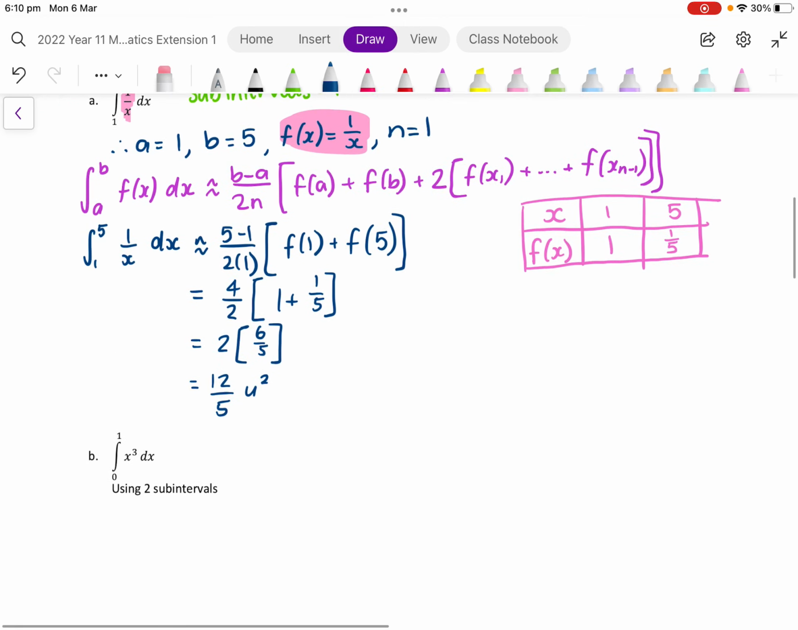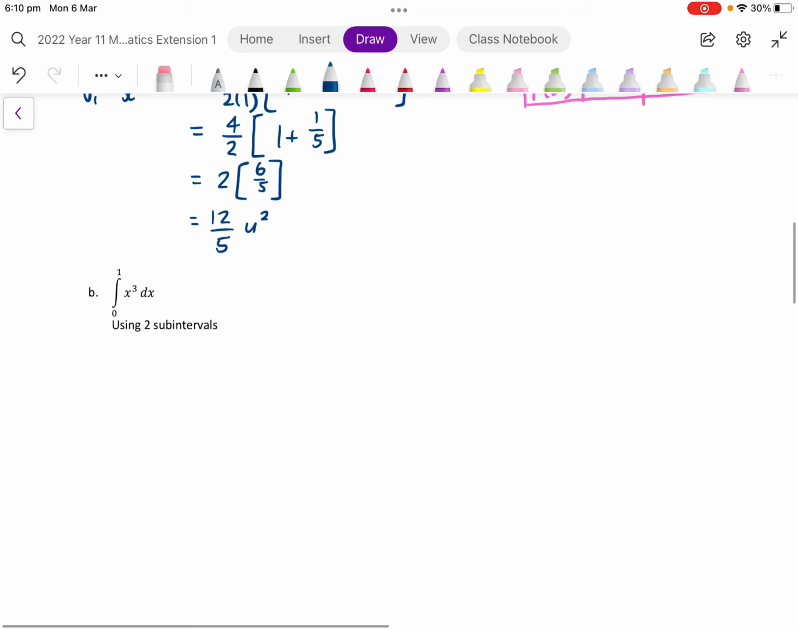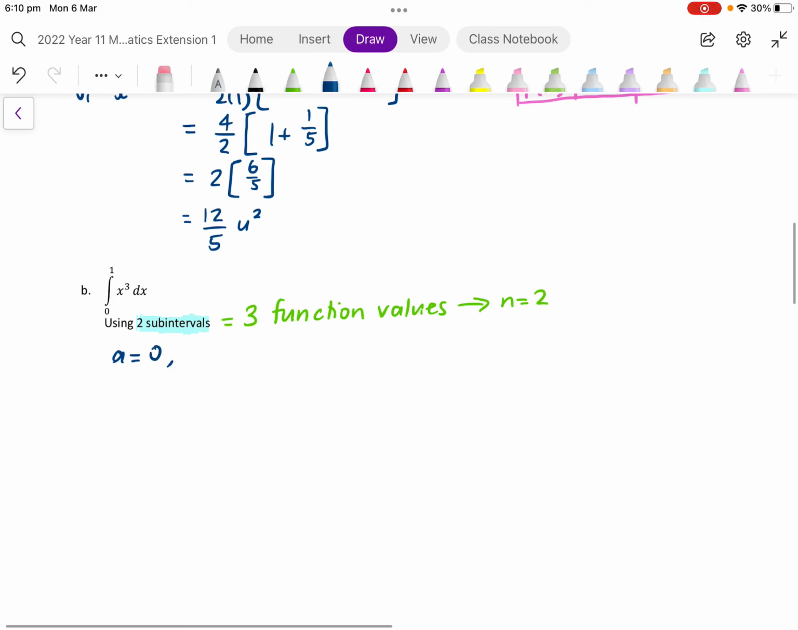For the next example, we have the integral of 0 to 1 of x cubed dx using two subintervals. So our two subintervals here means that we have three function values. So we always have one more function value than subintervals, and our subinterval is what our n is equal to. We have that our a is equal to 0, our b is equal to 1, our f of x is our function of x cubed, and our n is equal to 2.